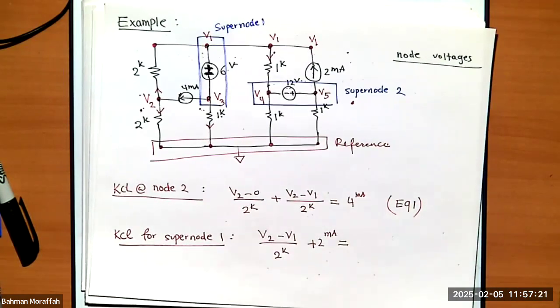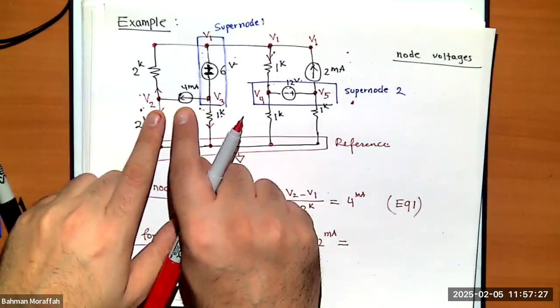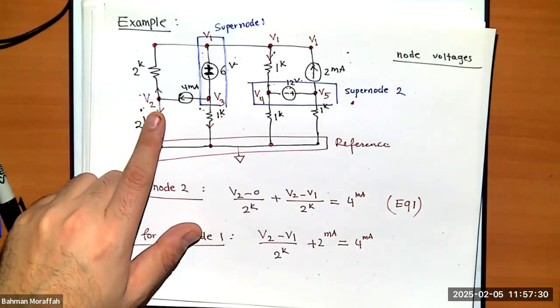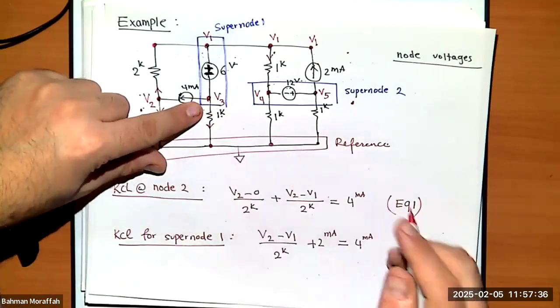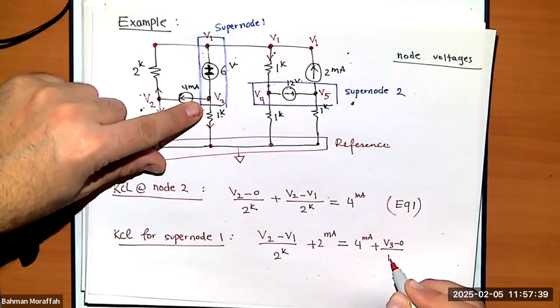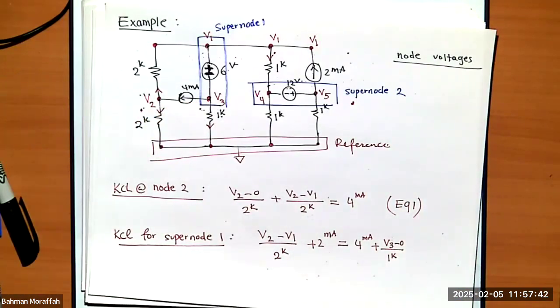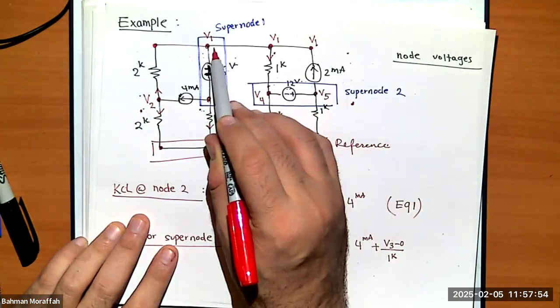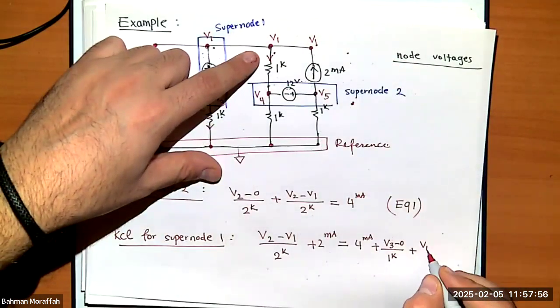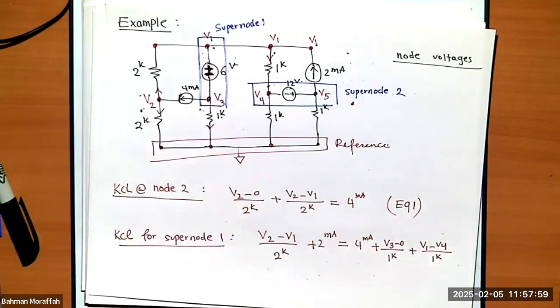So that should be the same as whatever current is going out. Let's see what's going on. First of all, this is going out, this 4 milliamps. What else? This guy's going up. What is the current here? It's V3 minus 0 divided by 1K. What else is going out? Is there anything else going out? Yeah, this guy right here. Remember, this is still a part of the supernode, right? So I have plus V1 minus V4 divided by 1K. Right? Yes.